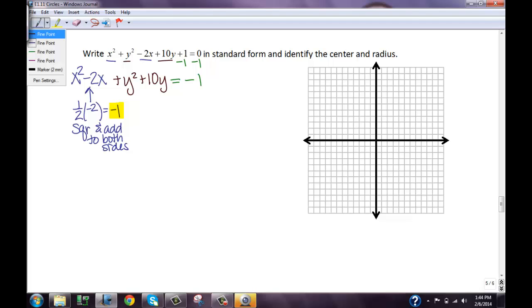And then I want to do the same thing with my y. I look at my y term coefficient and I take half of it. So half of 10 gives me 5. Again, that 5 is what I'm going to square and add to both sides.